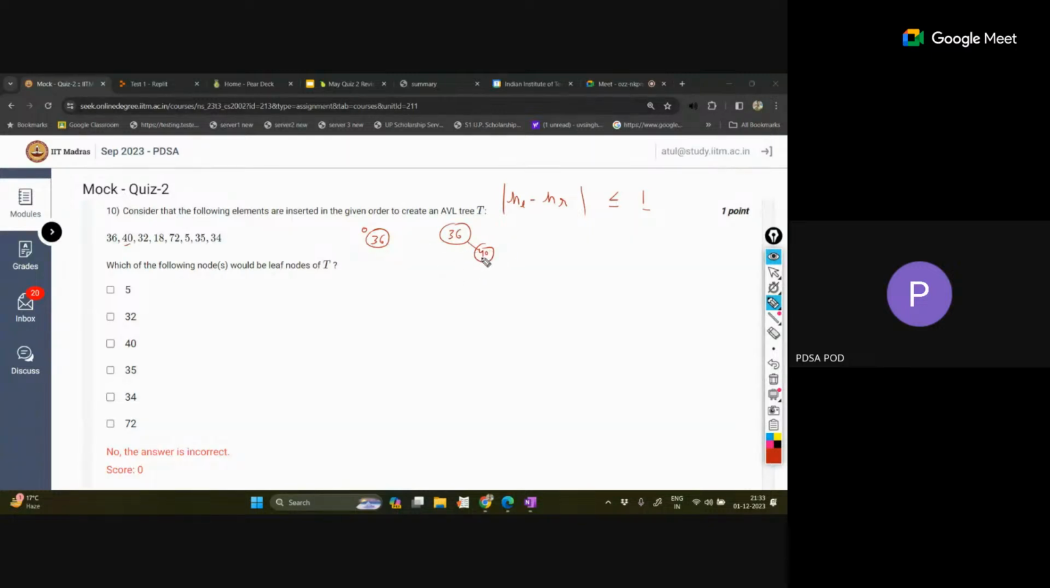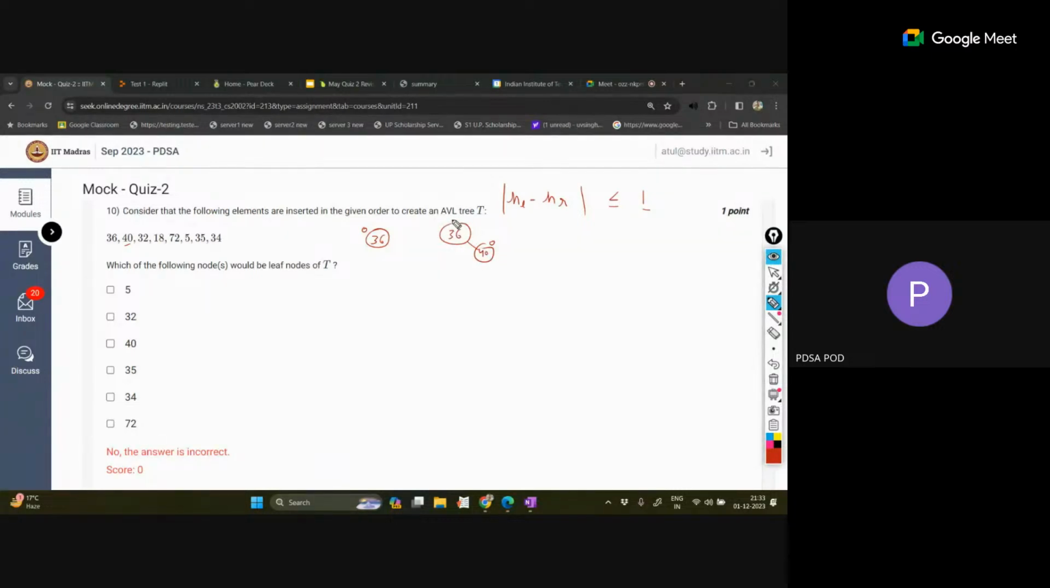Now we will calculate the balance factor again on each node. So what is the left height of this 40? 0. What is the right height of this 40? 0. So 0 minus 0, the balance factor for this 40 is 0.